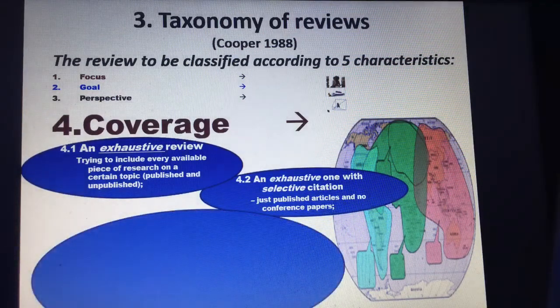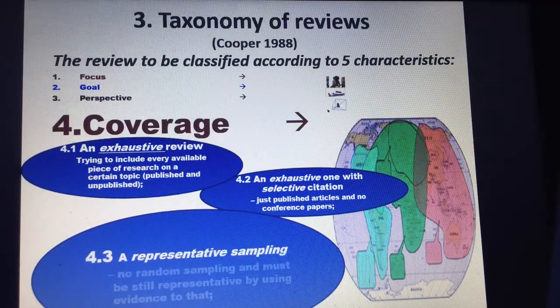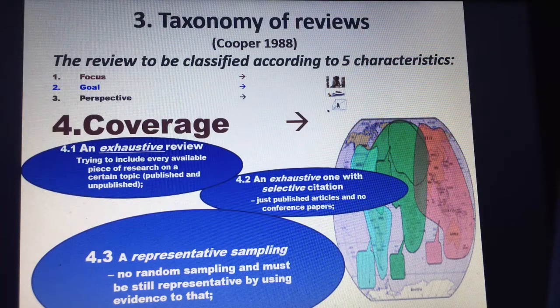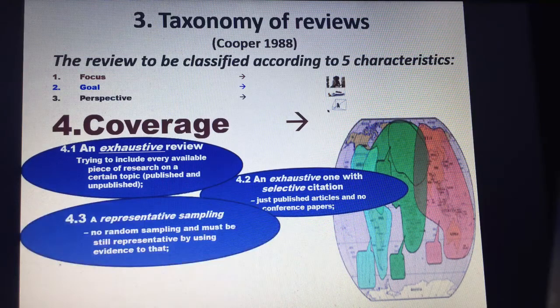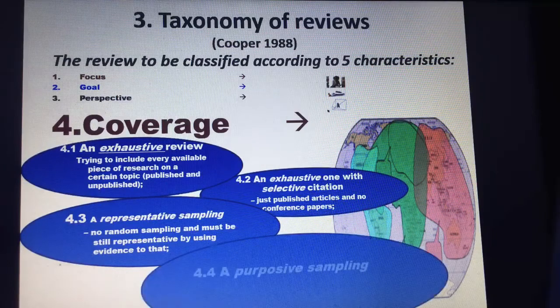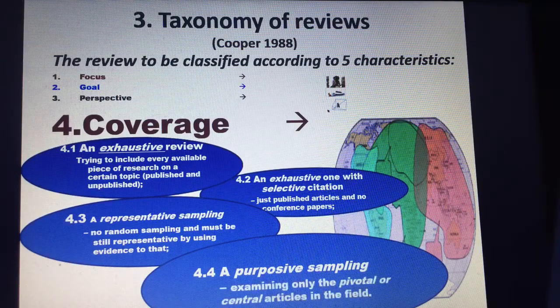The third type, of course you can choose one of them, as I said before, is representative sampling in the coverage. In other words, no random sampling, and it must be very representative by using evidence. In other words, you are sampling representatively from each area. Or the last one is called purposive sampling, which means you have a purpose behind the sampling, perhaps you are focusing on or examining the pivotal or central articles in the field, and therefore you are using only these samples for a certain purpose.